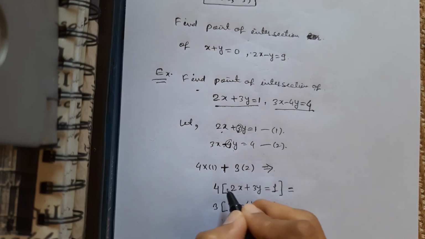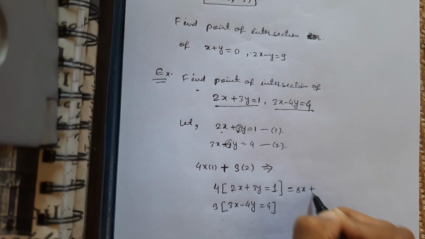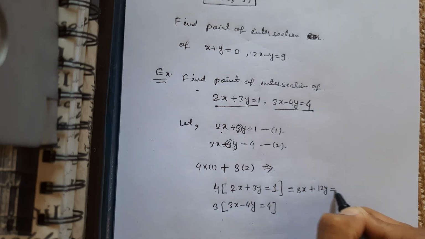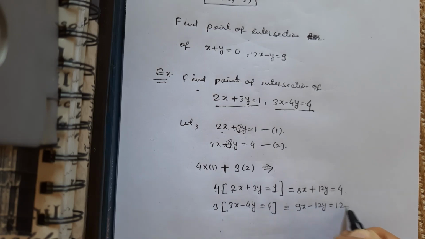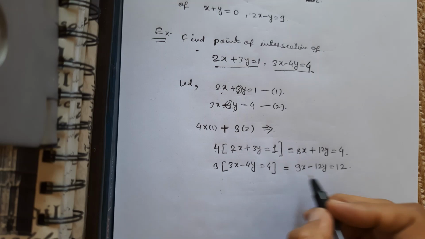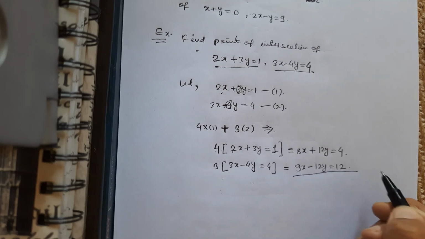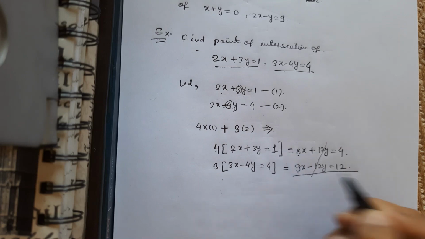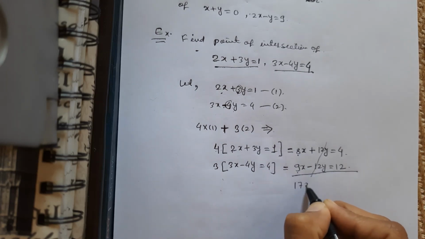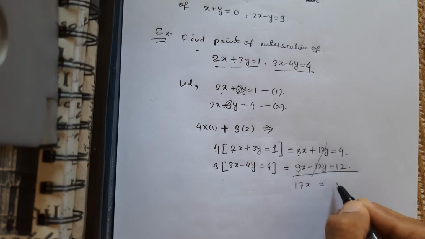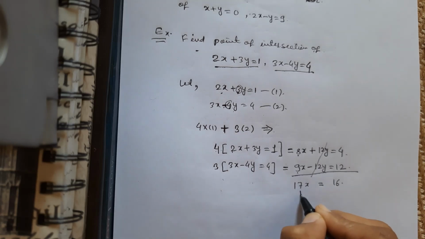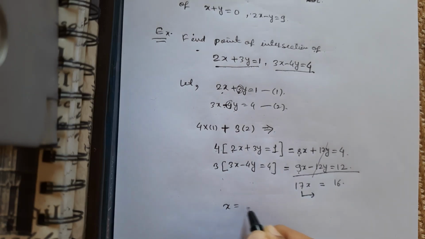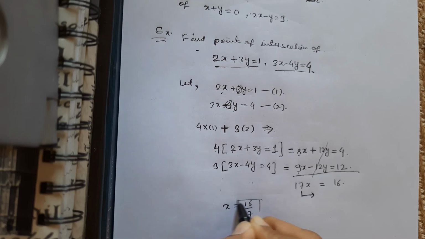Now this becomes 8x plus 12y equal to 4, and here I have 9x minus 12y equal to 12. Okay, so now the equations are converted and I am just adding them. So these two get cancelled. 8 plus 9 is 17x equal to 16. So just shift this 17 to this side, I will get x equal to 16 upon 17.